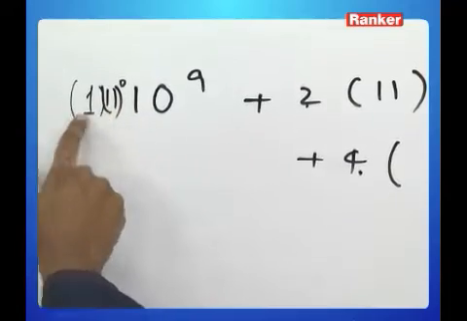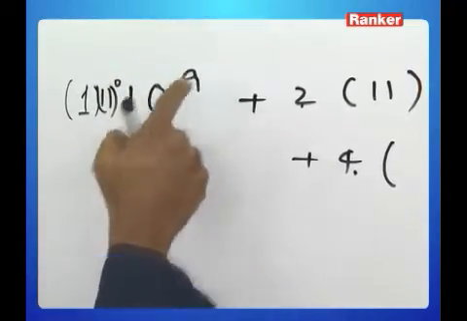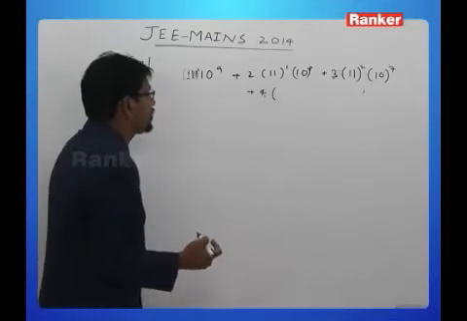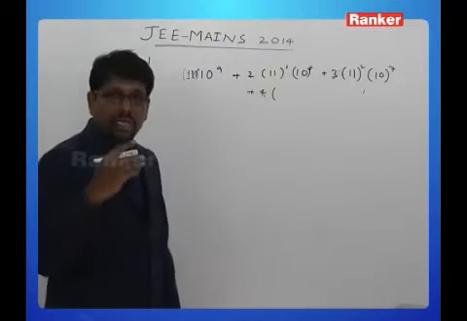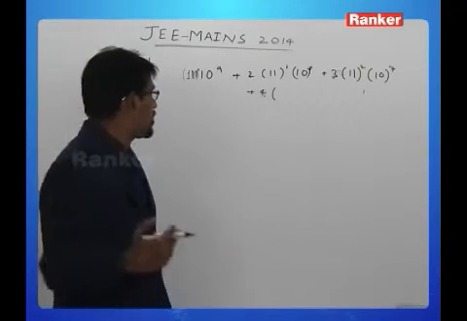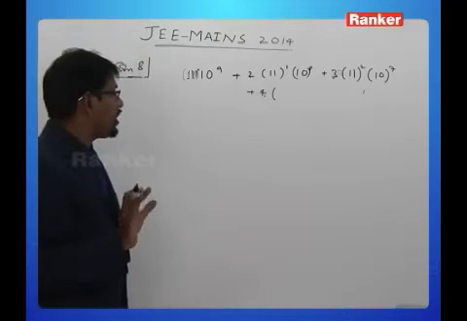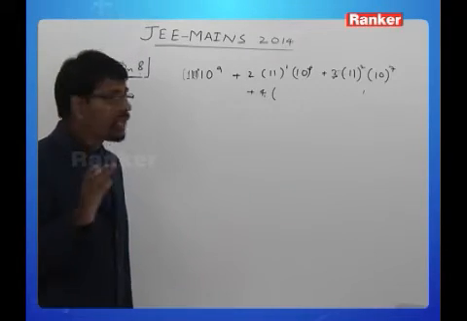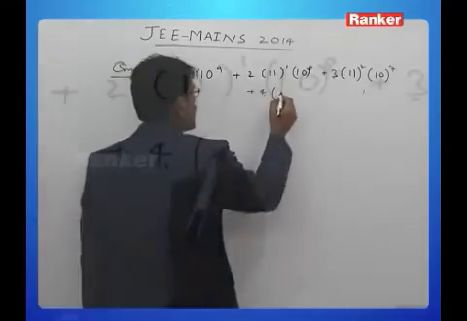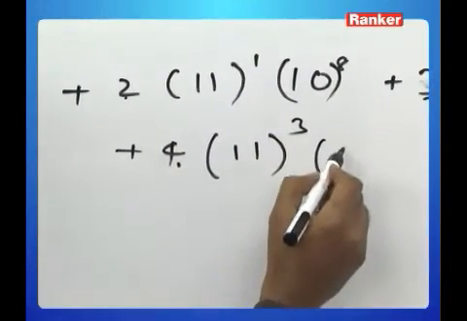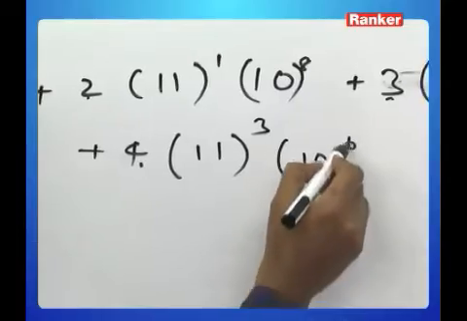11 power 0, 1 into 11 power 0, 0 plus 9, 1 plus 8, 2 plus 7, they are all equal. So the power of 11 is increasing and the power of 10 is decreasing here, but the sum of the indices is maintained constant as 9. So 4 into 11 cube, and what do you have? 10 power 6, so on and so forth.